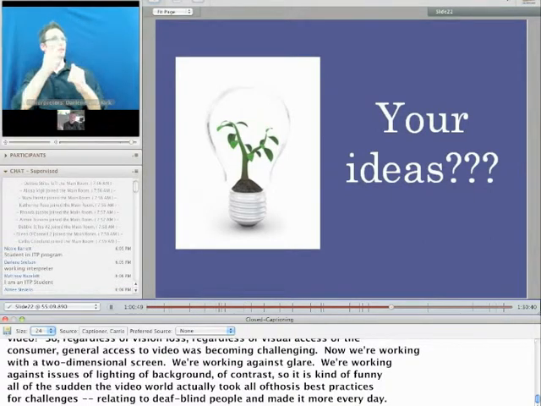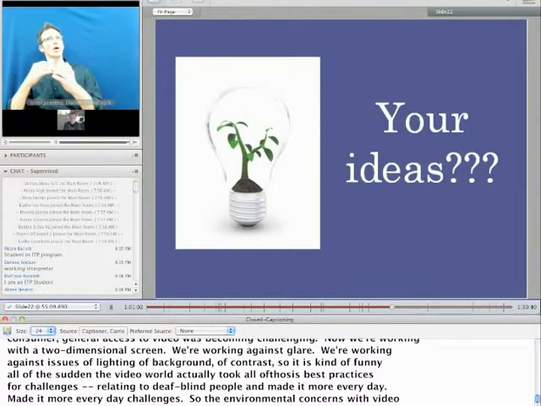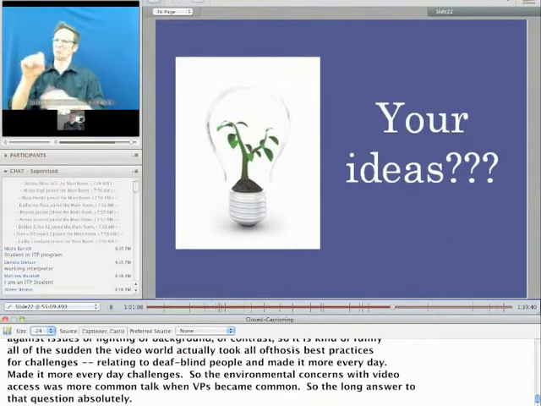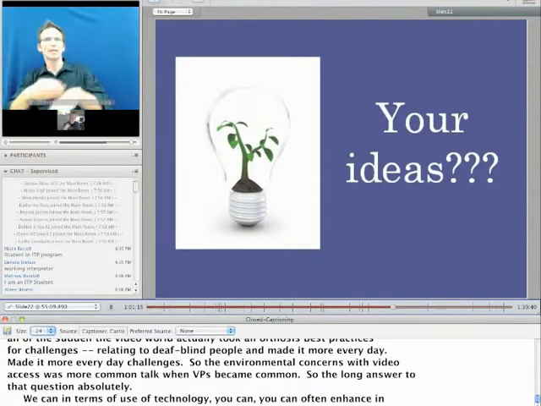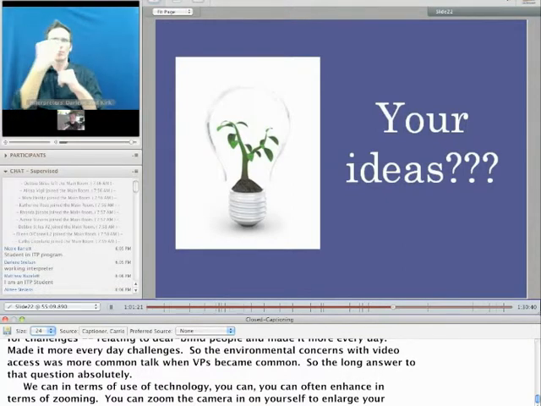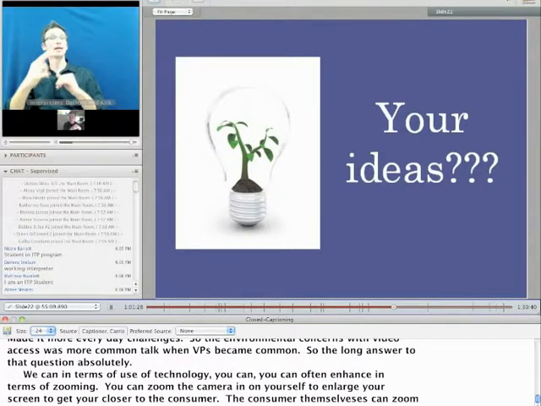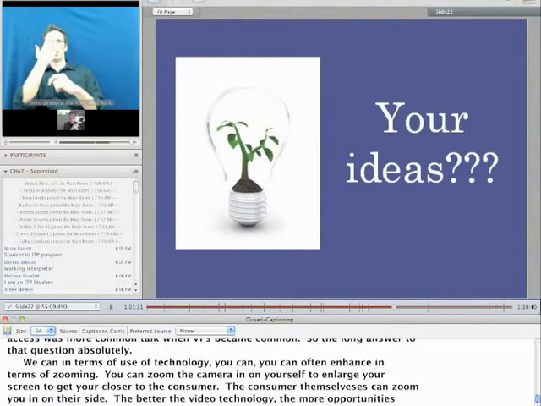So the dialogue about environmental concerns in terms of video access became more common talk when VPs became very common. So a long answer to that question is, absolutely. In terms of use of technology, you can often enhance by zooming. You can zoom the camera in on yourself to enlarge your image and get you closer to the consumer. The consumer themselves can zoom you in on their side. The better the video technology, the more opportunities there are to make those modifications. You can also adjust your own saturation on the camera to make the contrast better.